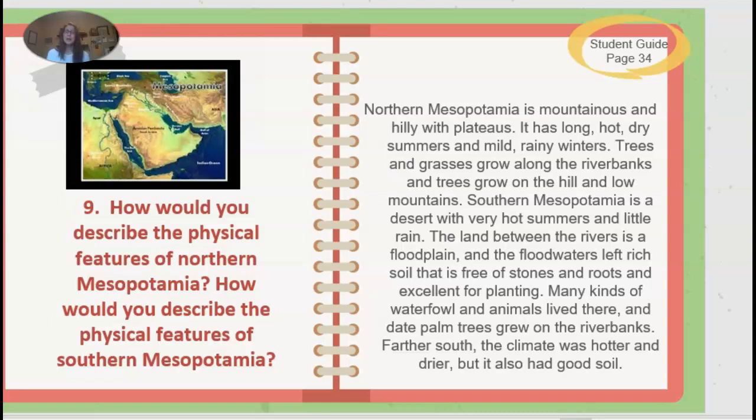Southern Mesopotamia is a desert with very hot summers and little rain. The land between the rivers is a floodplain, and the floodwaters left rich soil that is free of stones and roots and excellent for planting. Many kinds of waterfowl and animals lived there, and date palm trees grew on the riverbanks. Farther south, the climate was hotter and drier, but it also had good soil. And again, at any point in time, you can pause this video if it's going too fast for you to get your answers into your student guide.